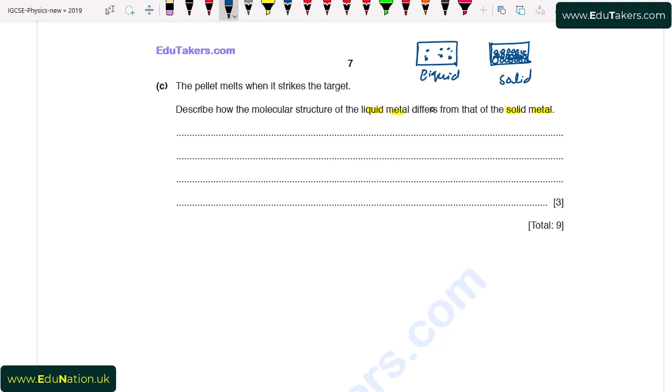We can see here. So the molecules of solid metal have regular arrangement, but in liquid this arrangement is irregular.